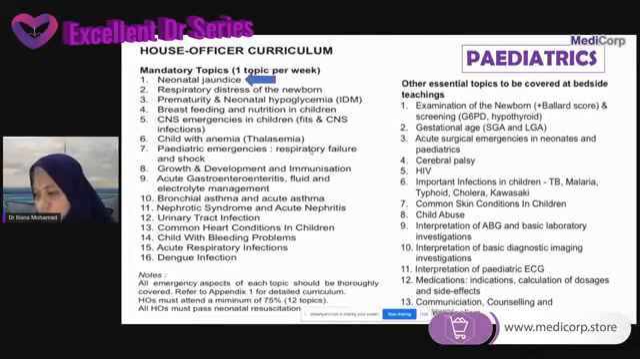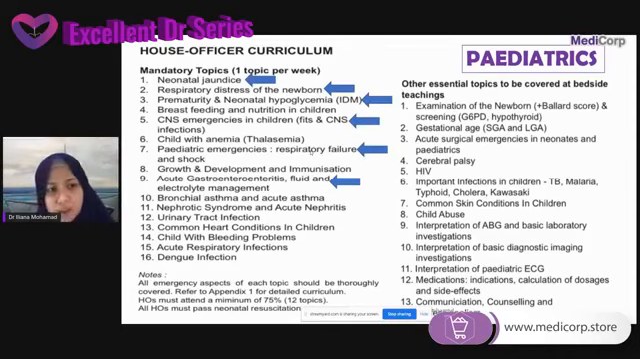Okay, so first is neonatal jaundice. It's compulsory to know. Second is respiratory distress of the newborn. What causes respiratory distress in newborn? This is congenital pneumonia, meconium aspiration syndrome, prematurity and neonatal hypoglycemia. Then CNS emergency in children: febrile fit, meningitis. What more common? Pediatric emergency, shock and respiratory failure.